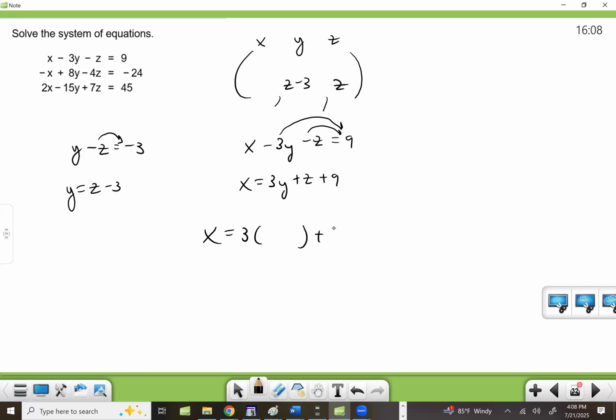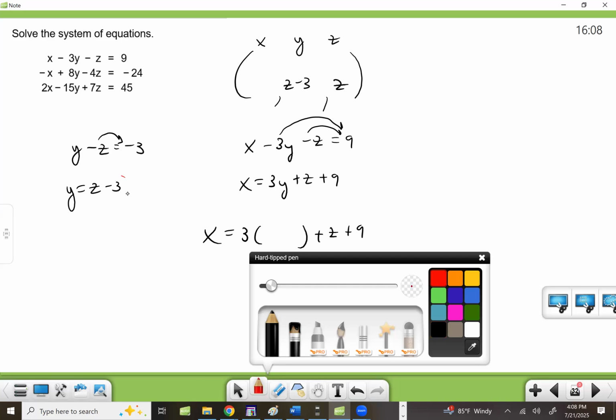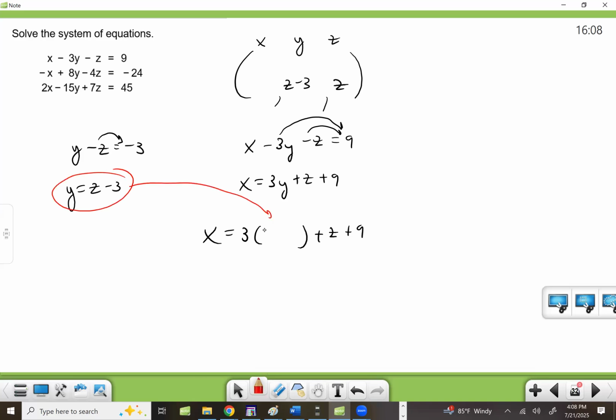So in Y's spots, we're going to go ahead and write what we got right here. Remember that Y is Z minus 3, right? So now if we do the math here, we will have X in terms of Z. All right, so we get a 3Z when we distribute. We get a -9. And let's see what this ends up becoming, you guys. So 3Z plus 1Z gets us 4Z, and -9 plus 9 is gone. So we have 4Z as our X component, okay?